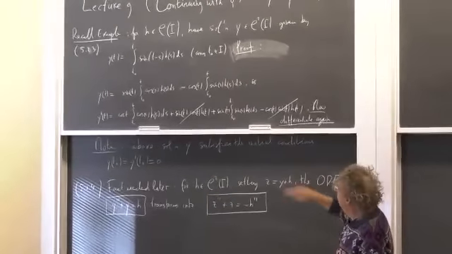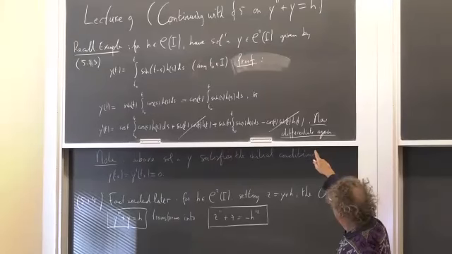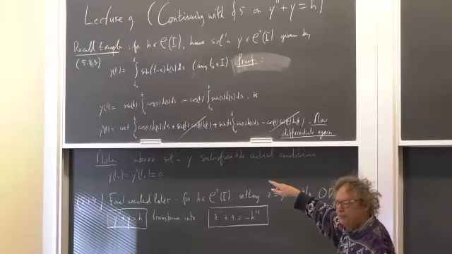From that formula, it's not totally obvious that y is actually twice differentiable, or that it satisfies the equation. But I want to indicate briefly the first step in the proof.